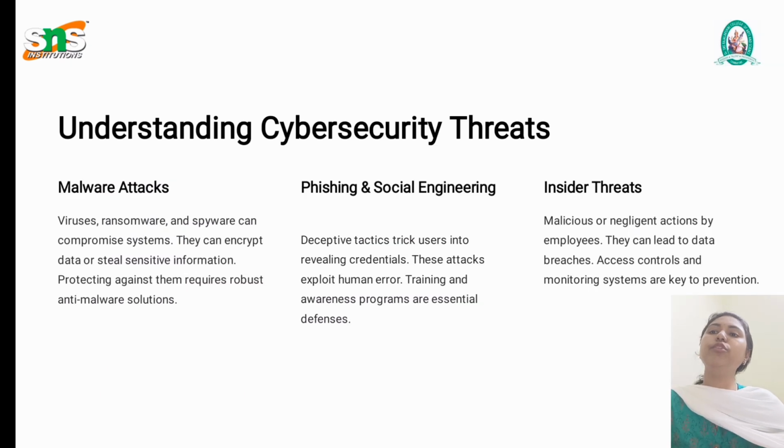The next thing is understanding cybersecurity threats, which means viruses and ransomware that can compromise the system. They can corrupt data and steal sensitive information also, and protecting against them requires a robust anti-malware solution. The next thing is social engineering, which means deceiving users into revealing credentials. These attacks exploit human errors. Training and awareness programs are an essential defense also. The next thing is insider threat. Insider threat is also one of the cybersecurity threats.